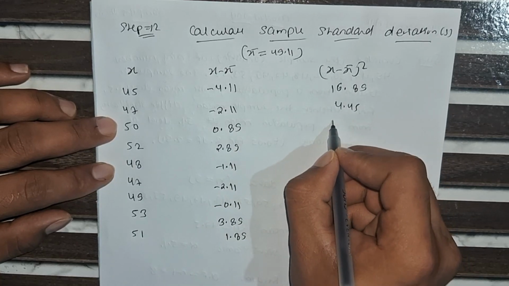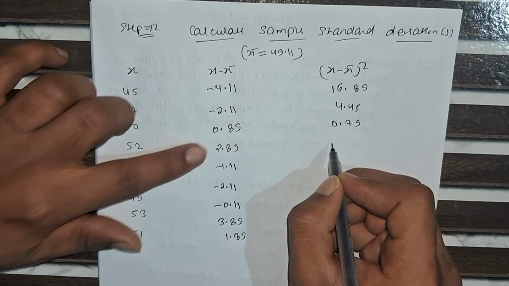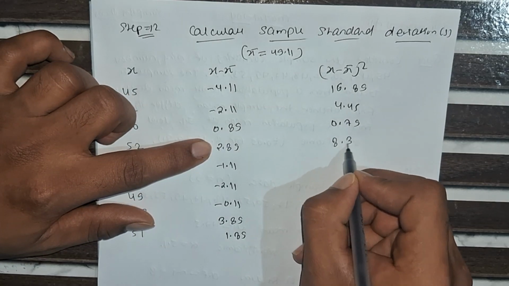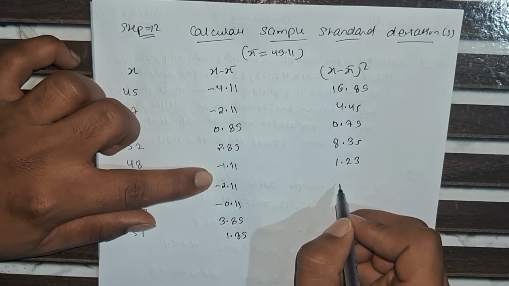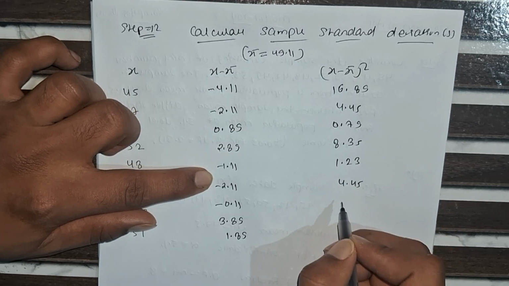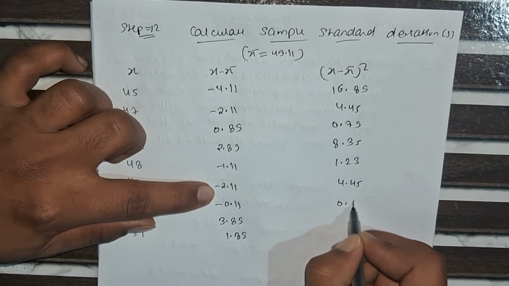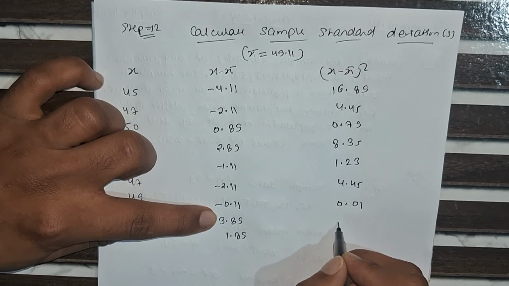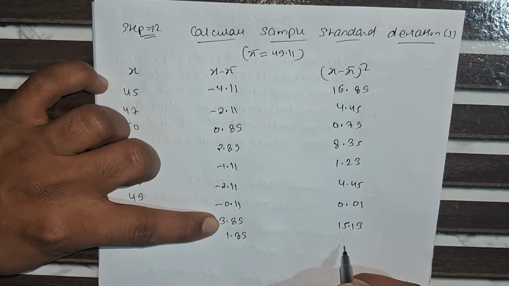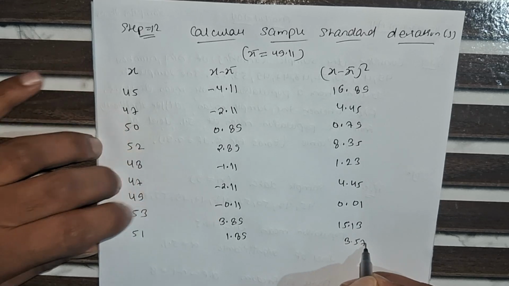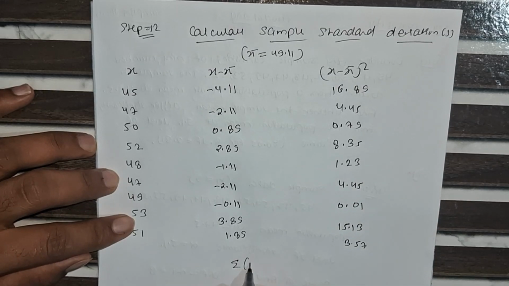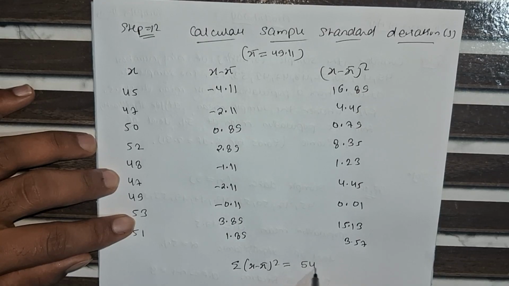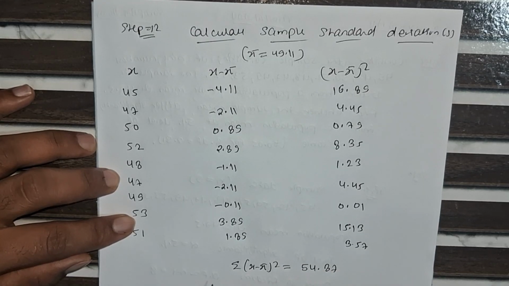So it becomes 0.79, this becomes 8.35, this becomes 1.23, this becomes 4.45, this becomes 0.01, like that this becomes 15.13, this becomes 3.57. Now what is the summation of these, meaning adding all these values. So the summation of x minus x bar whole square becomes 54.87.